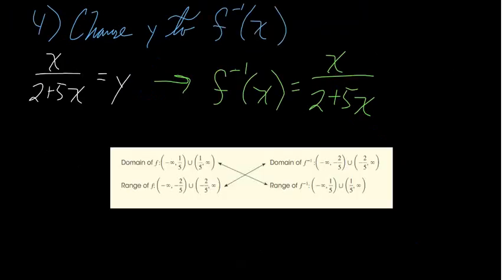Okay, that 4-step process. So step 1, which by the way, this domain is going to come into play, and we're going to see why here in a moment. Step 1 reads: change f of x to y. So there's that.